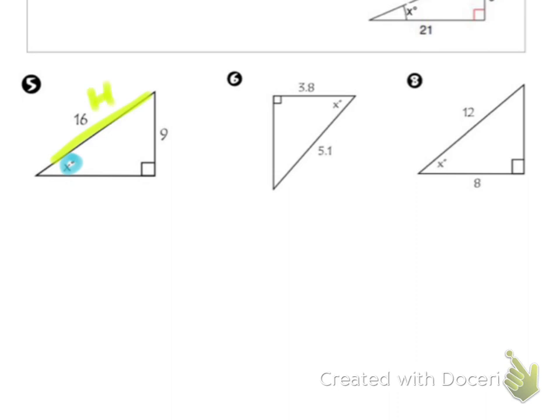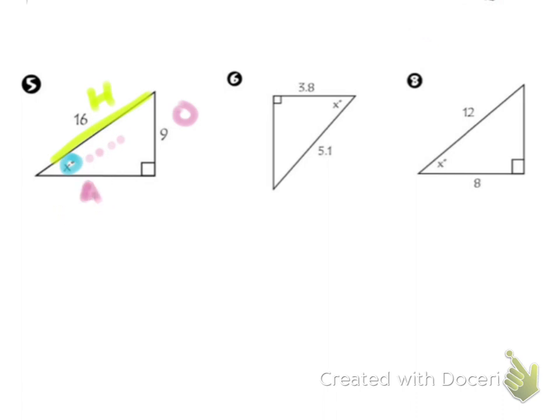And then you have your opposite. Opposite means in front of. So of these three sides, which one is in front of that x? Well, in front would be right here. So right there's your O. Remember, adjacent means next to. The two sides that are next to that x are the 16 and this blank one right here. Well, they are both next to it, but this 16 is already your hypotenuse, so this one right here must be your adjacent.